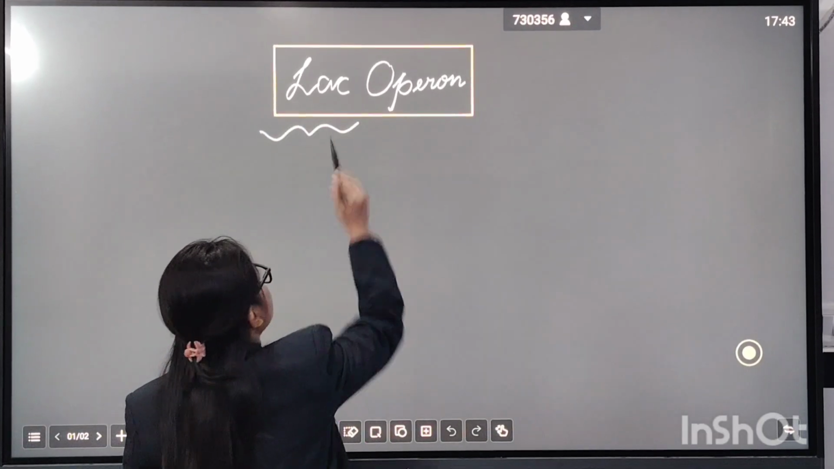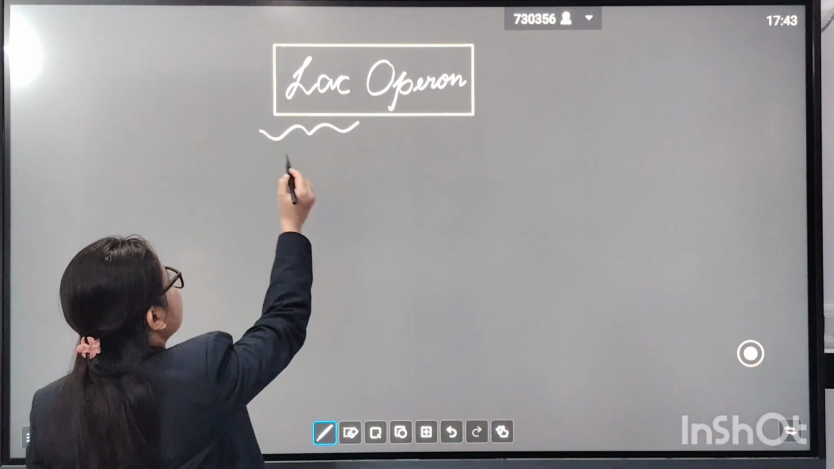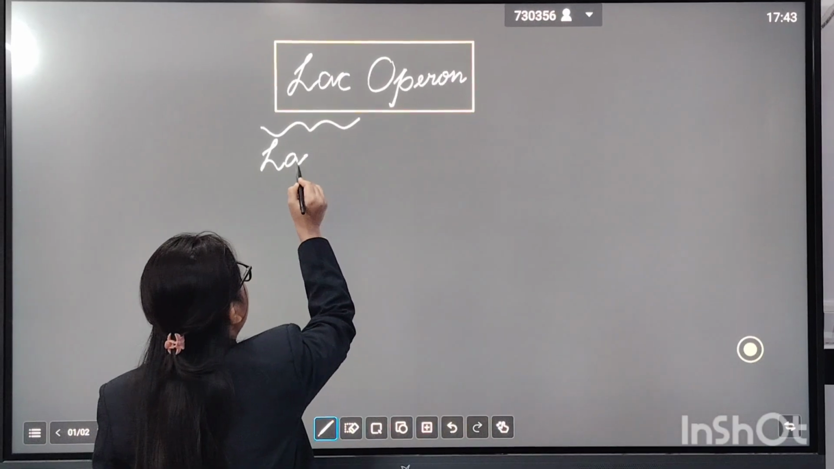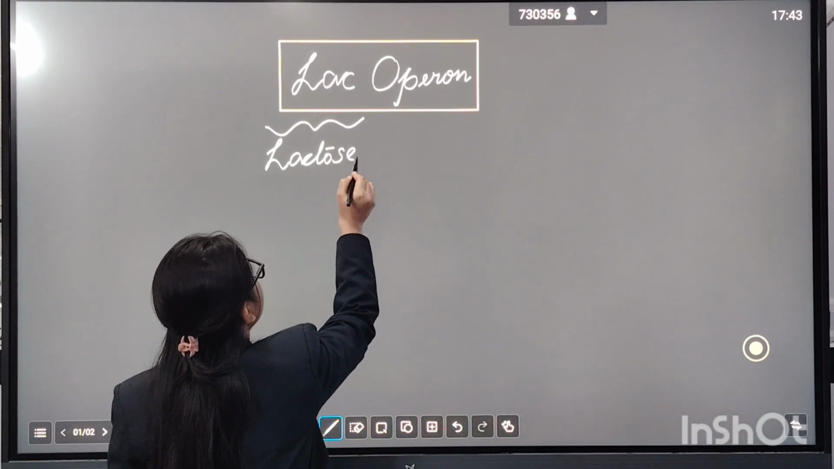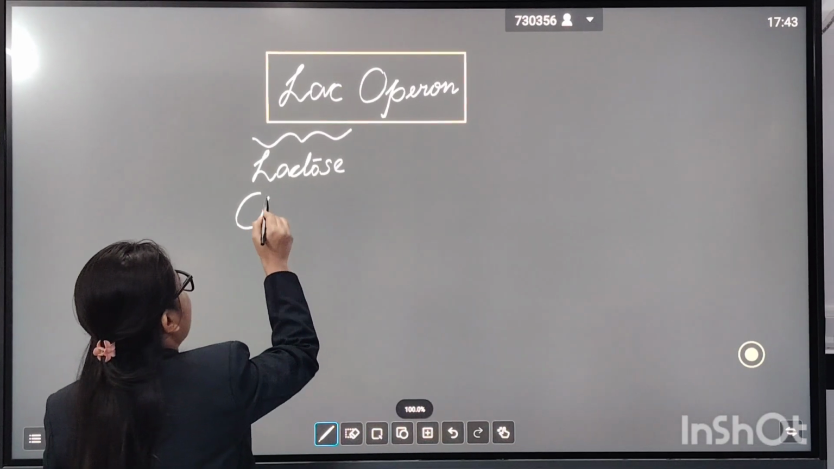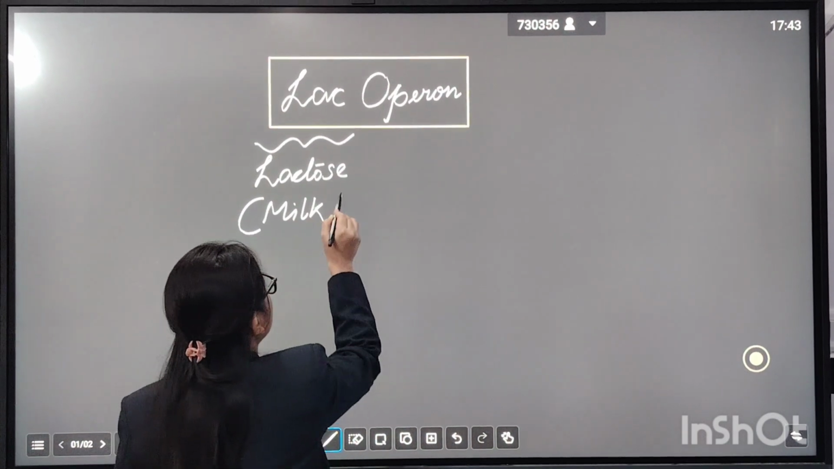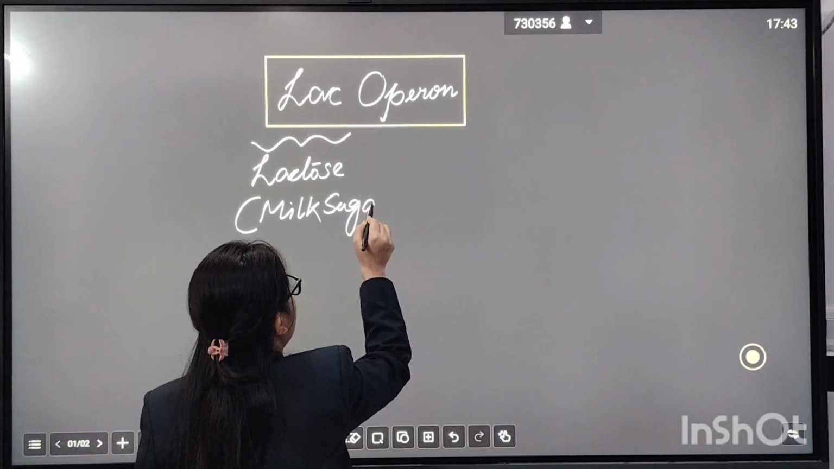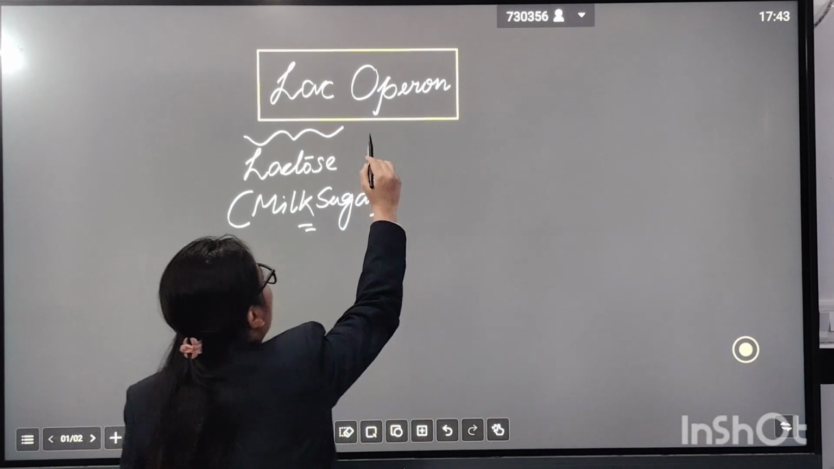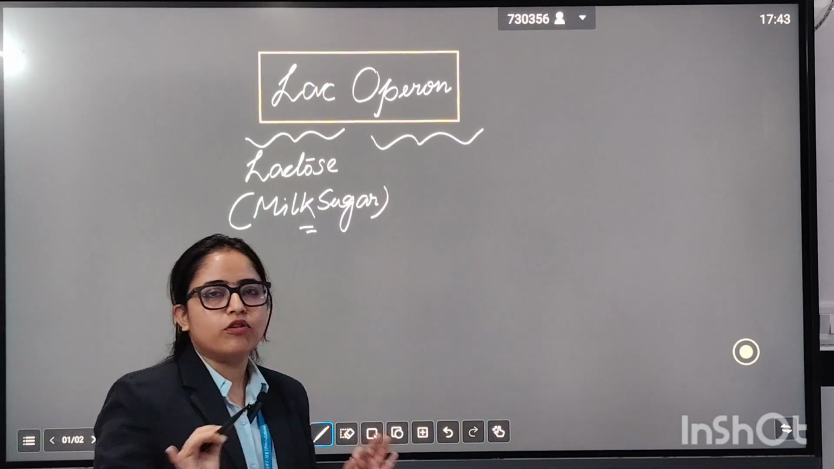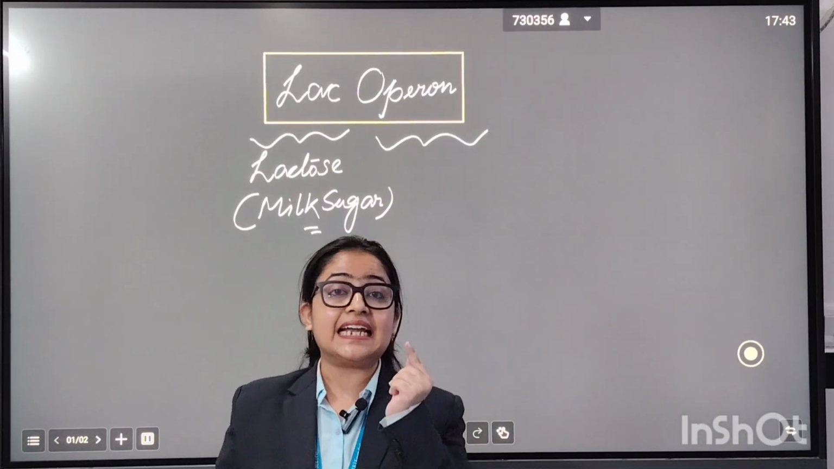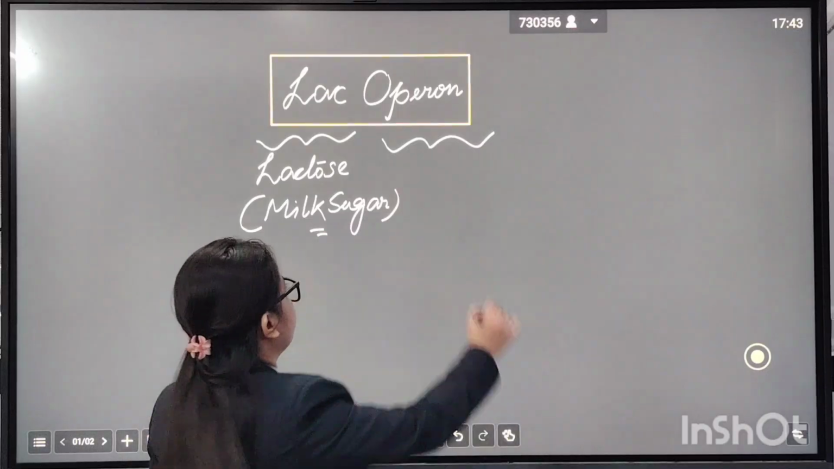Here, lac operon consists of two terms. First is lac, which is lactose. Lactose is nothing but a milk sugar. And operon simply means a single switch that lights up multiple bulbs.